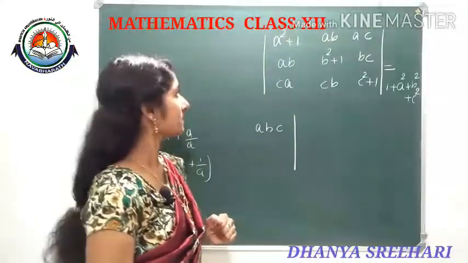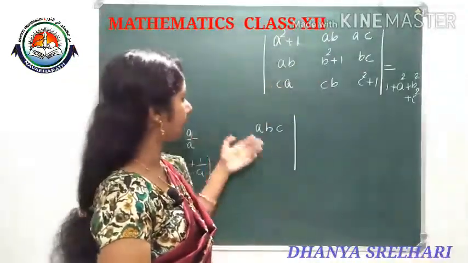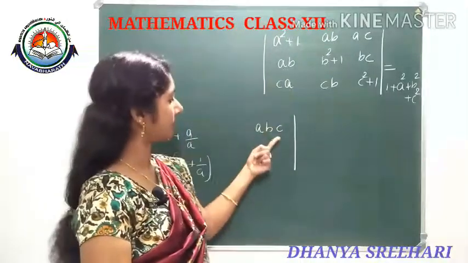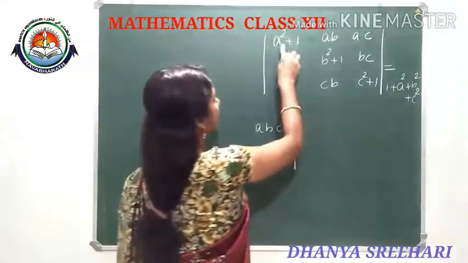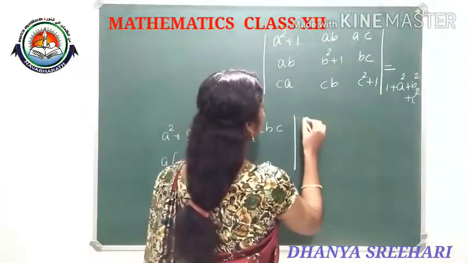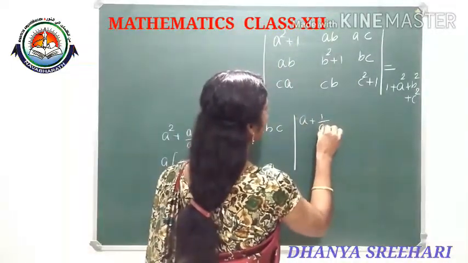Okay. So a is common, we took it outside. b is common from R2, c is common from R3, we took outside. So it will come a plus 1 by a.